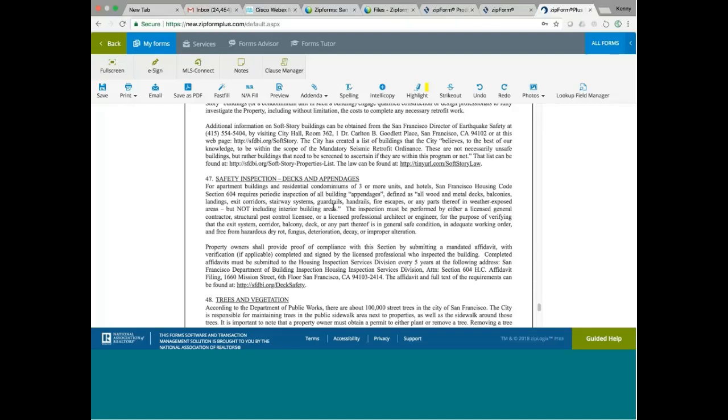Okay? Now, inspection must be performed by either a licensed general contractor, structural pest control licensee, or licensed professional architect or engineer for the purpose of verifying that the exit system, corridor system, balcony, deck, any part is in general safe condition. Okay. Come to think of it, actually my listing, I probably need to have them look into that because I do have some parts of the building that actually fit within this definition because mine it's a 4-unit.